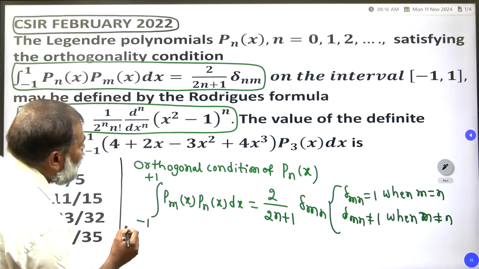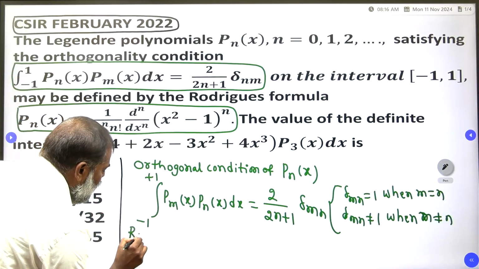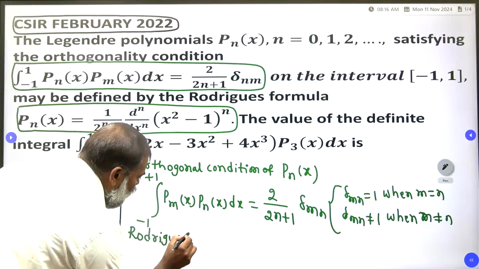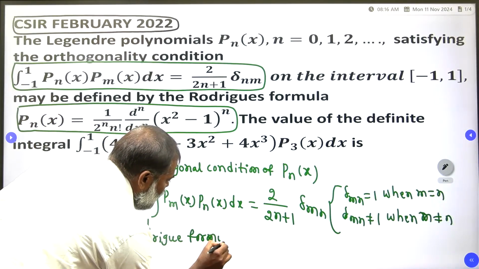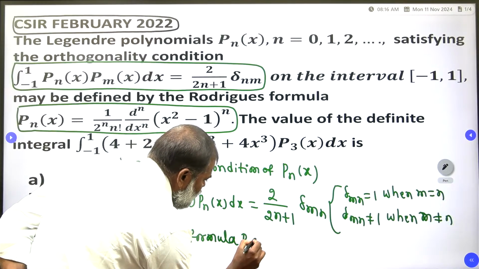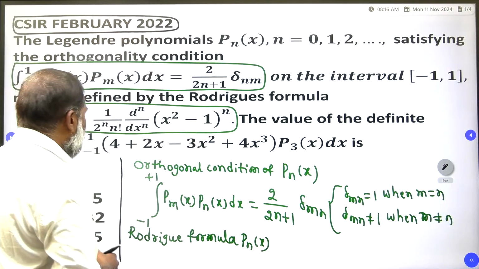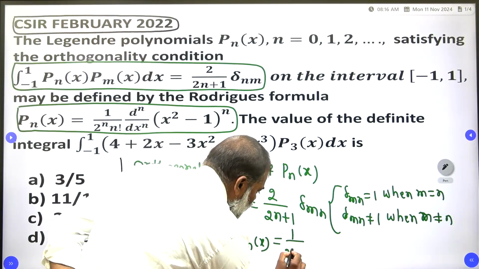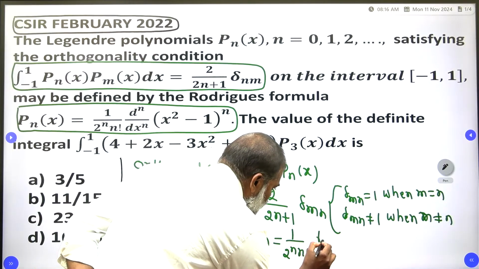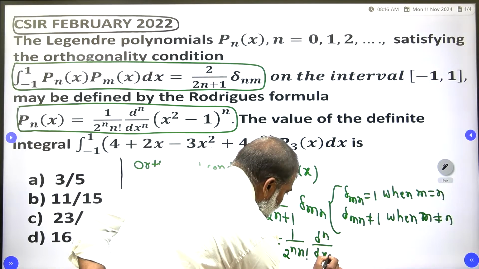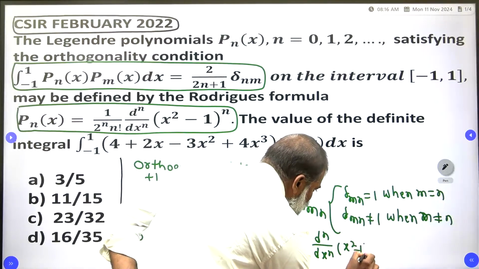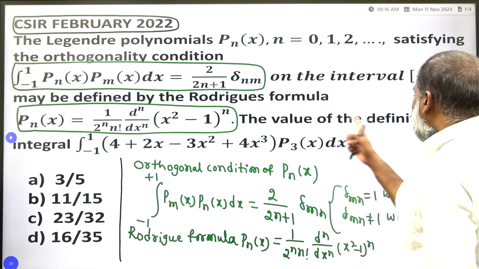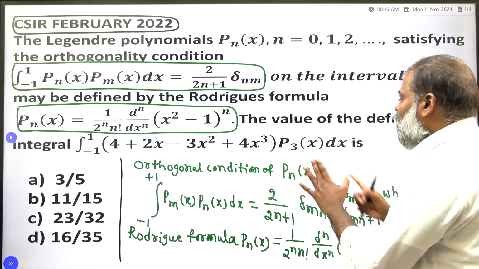The Rodrigues formula for the Legendre polynomial is Pn of x is equal to 1 by 2 to the power of n factorial, d to the power of n by dx to the power of n, of x square minus 1 whole to the power of n. This is the Rodrigues formula. The value of the definite integral they want to calculate.